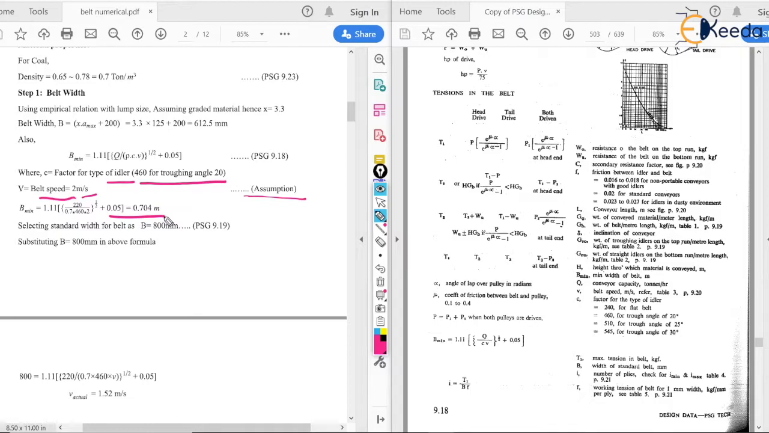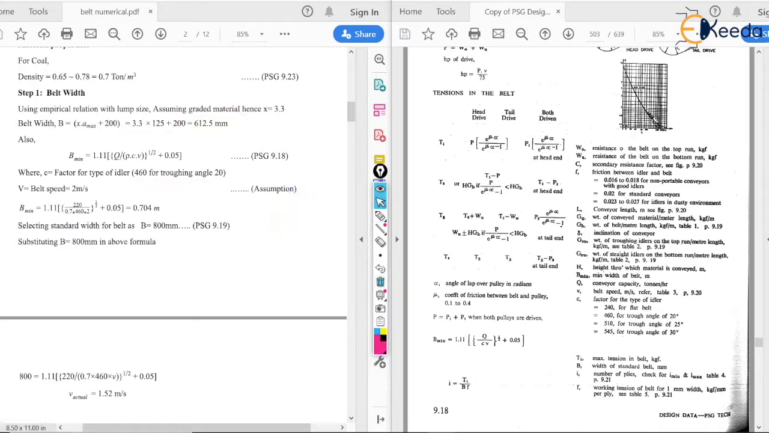Now if we convert it into millimeter, it will be 704 millimeter. And the initial value was 612.5. So out of these two values, we are going to select this 704 millimeter. But this is not the standard value again.